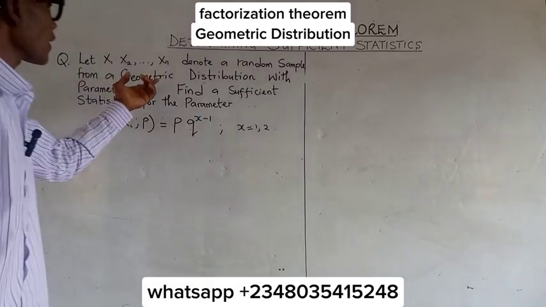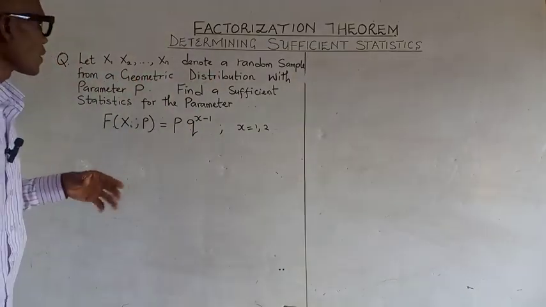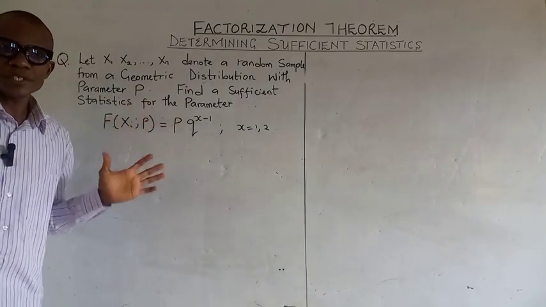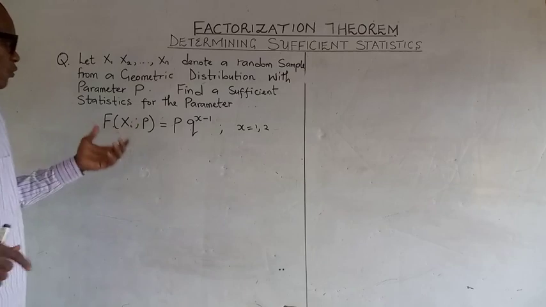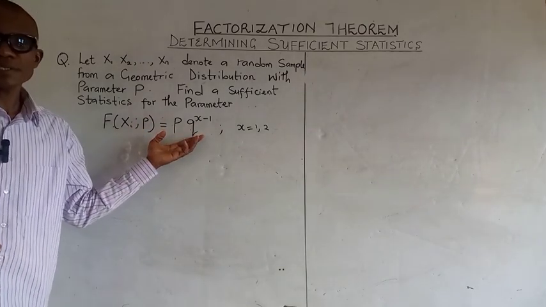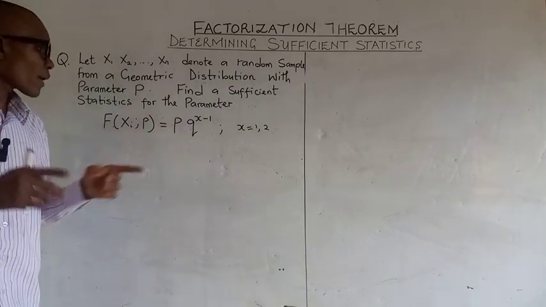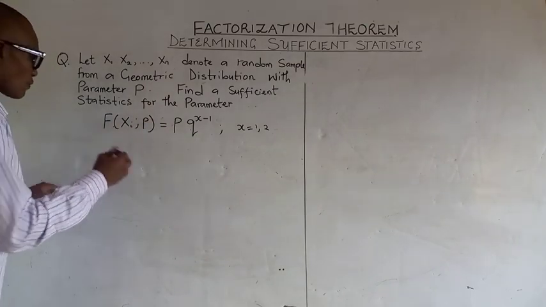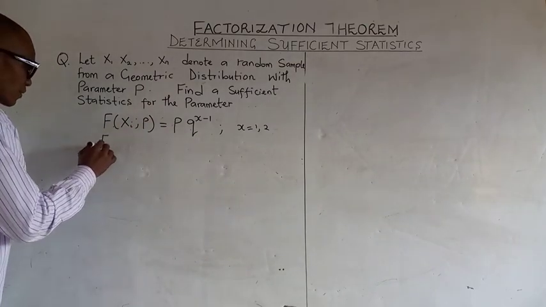Here we have that of geometric distribution. And the parameter for the geometric distribution is p. We also know from probability that this q is equal to 1 minus p. So before we factor this out, we have to write this properly.